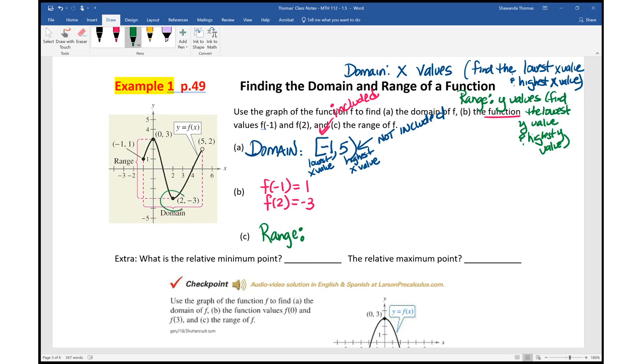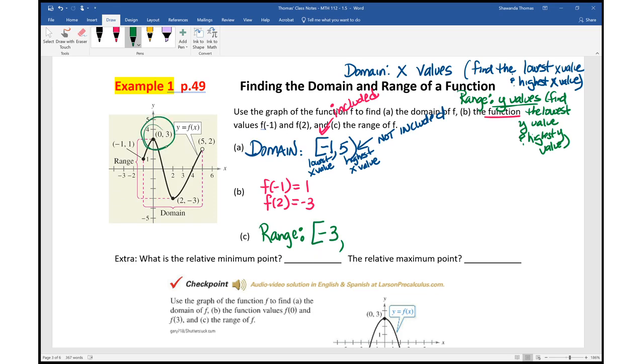So what is the bottommost point? This is the bottommost point, the lowest point of this graph. So that point is (2, -3). But since the range deals with the y values, we're only going to write down the y value, which is -3. It is a point on the graph. It doesn't have an open circle, so it is on the graph. We'll put a bracket there all the way to the highest y value.